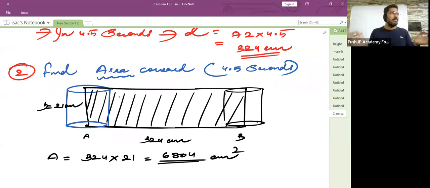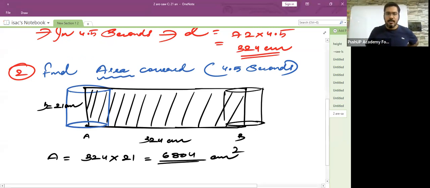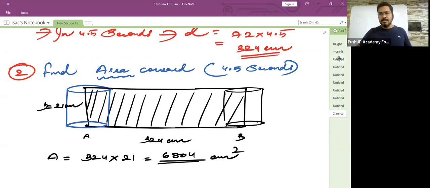The length is already found, the distance covered by the cylinder, 324 centimeters. And what would be the breadth? Breadth is equal to the length of the cylinder. So you multiply 324 with 21, you get the answer. Was that easy to understand? Online students, did you all follow it? Shall I ask you one related question to this? Okay, yeah, do this.